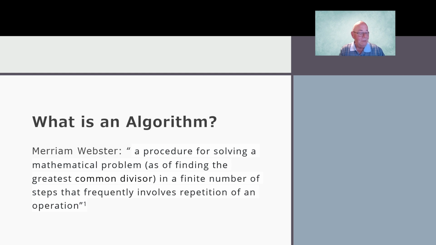Whenever I think about the meaning of something, I generally start with the dictionary as a good place to start. So I went to the Merriam-Webster online dictionary and found this. An algorithm: a procedure for solving mathematical problems, as finding the greatest common divisor, in a finite number of steps that frequently involves repetition of an operation. Well, that's a ton of words, and I like to keep things simple. And I actually like the next piece a lot better.